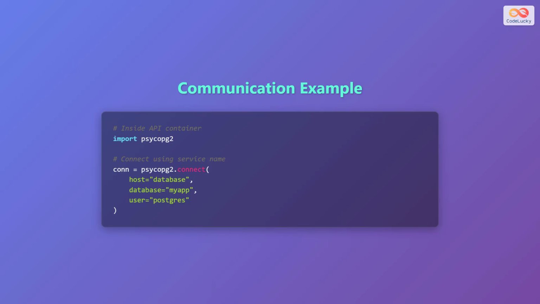Here is an example of how to connect to a database from inside an API container using Python. First, import the psycopg2 library. Then, connect to the database using the service name database as the host, myapp as the database name, and Postgres as the user.